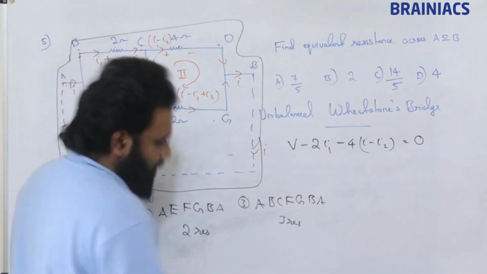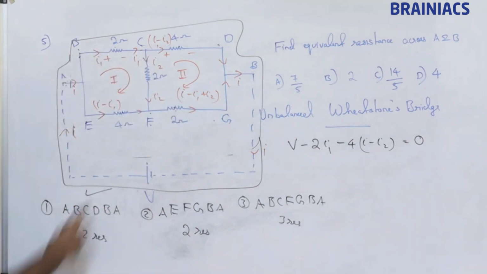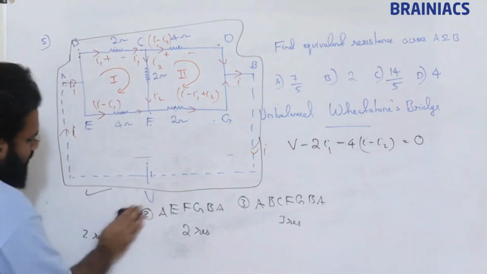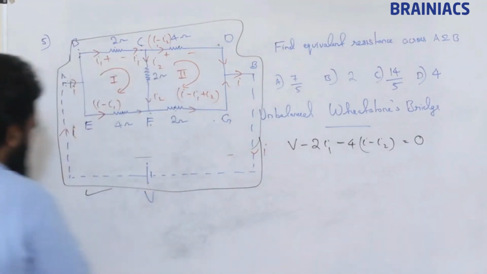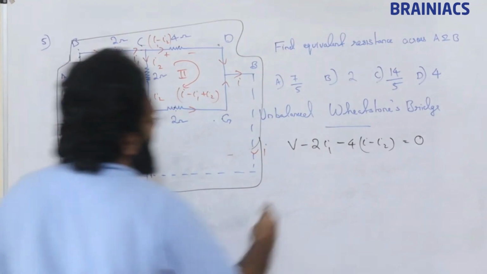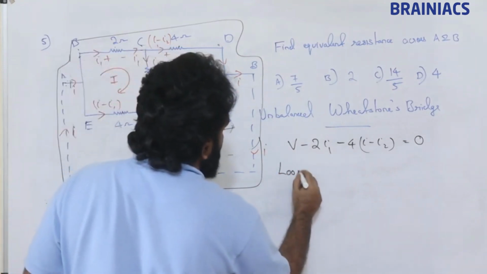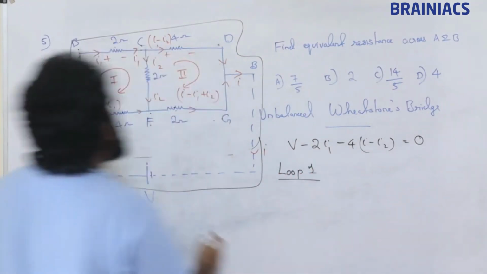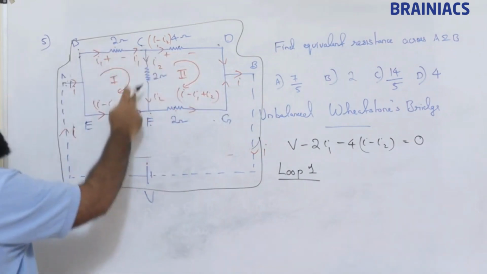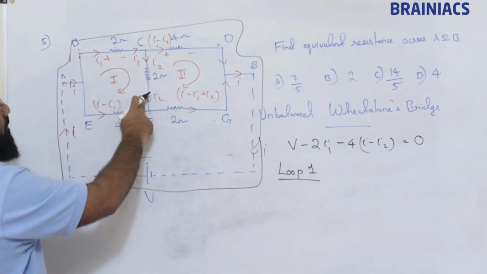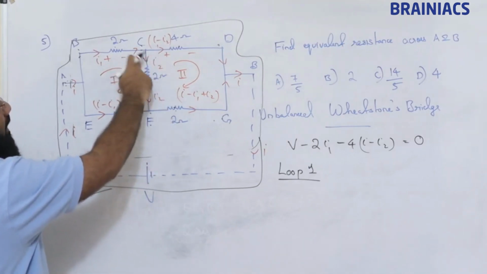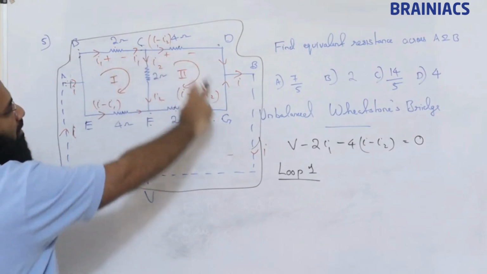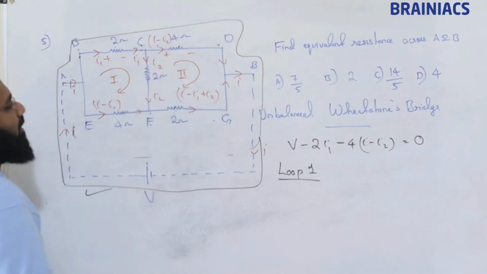Note down till this. So loop 1. Here everything is marked clearly. This is I1, very clear. This is I2. We need not take I1 minus I2 and all. Every current is very clearly differentiated. We just need to apply the loop, nothing else.